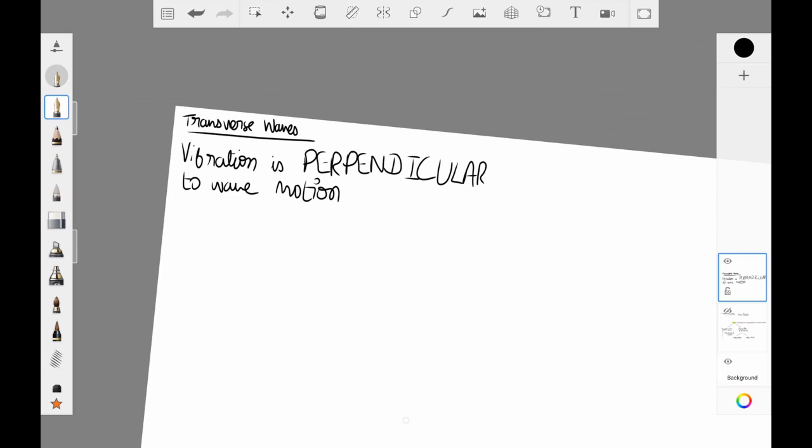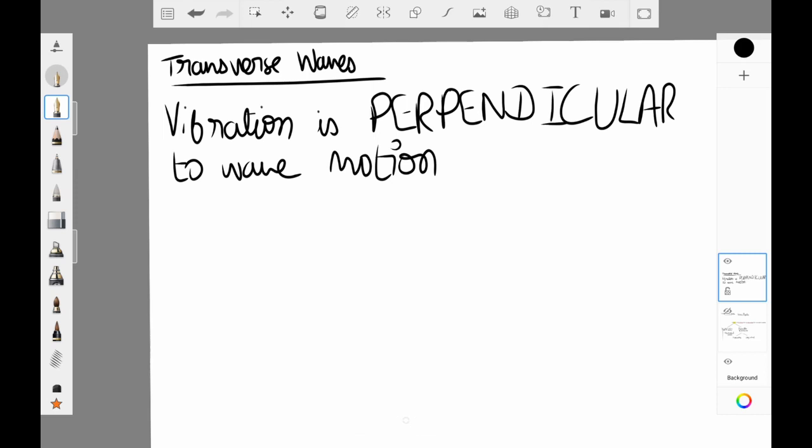Right, so first let's look at transverse waves. Now, in transverse waves, the vibration of the particles is perpendicular to the wave motion, or you can say that the vibration is at right angles to the wave motion. A few examples of transverse waves are water waves and all EM waves.